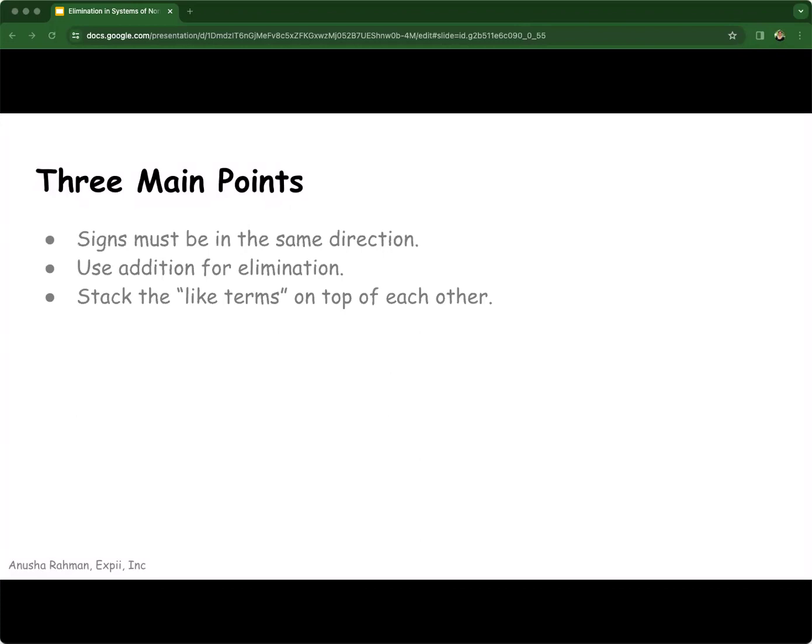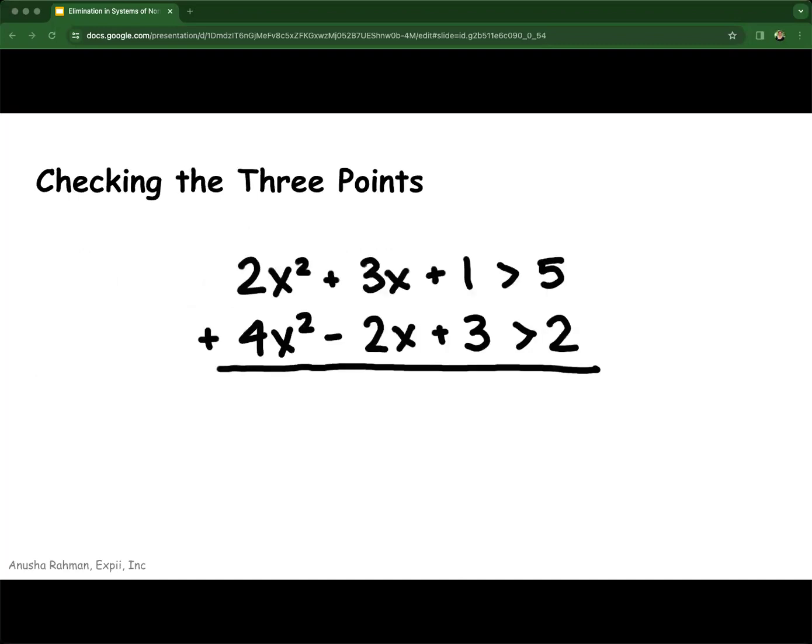Second, we can only use addition for elimination. If you think back to elimination techniques like the ones we just reviewed, we can either use subtraction or addition to eliminate a variable. However, with inequalities, if we were to do that, we would trigger a sign change. So we can't have that. So we only deal with addition in the elimination with inequalities. Lastly, same as with normal elimination, we want to stack the like terms on top of each other.